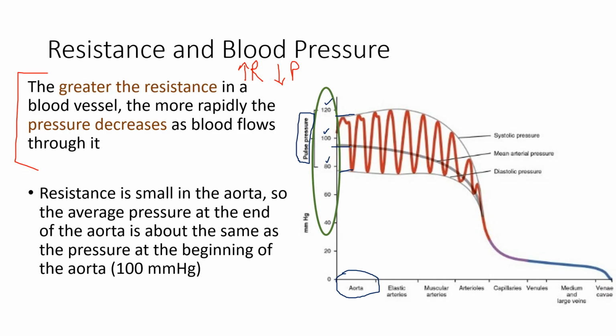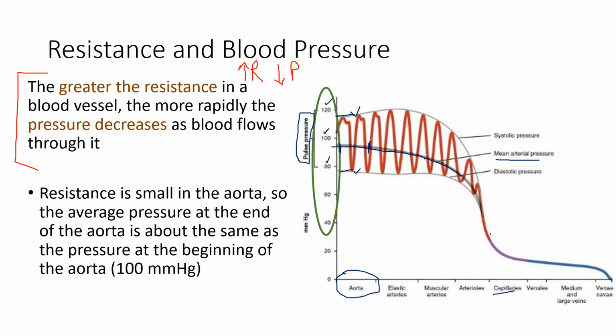Now, if you look at this black line in the center, that's giving you the mean arterial pressure. It's the average of the systolic and the diastolic pressure. In the aorta, that mean arterial pressure pretty much doesn't change. The pressure stays the same from the beginning of the aorta to the end of the aorta. Then you can see it trails off a little bit as you enter into the arterioles.